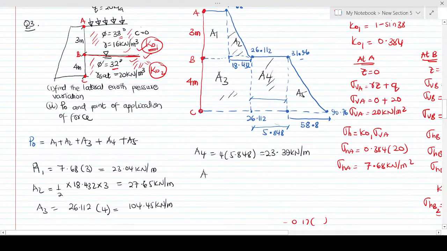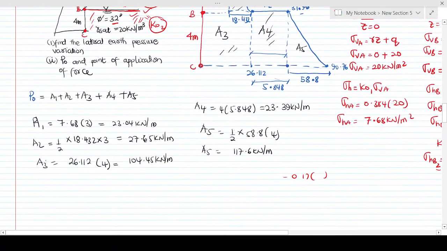Then my A5 is given by, for a triangle, base times height. The base is 58.8. The height is 4. And so my E5 is going to be 117.6 kilonewton per meter. So with that in place, I can find my P naught, right?